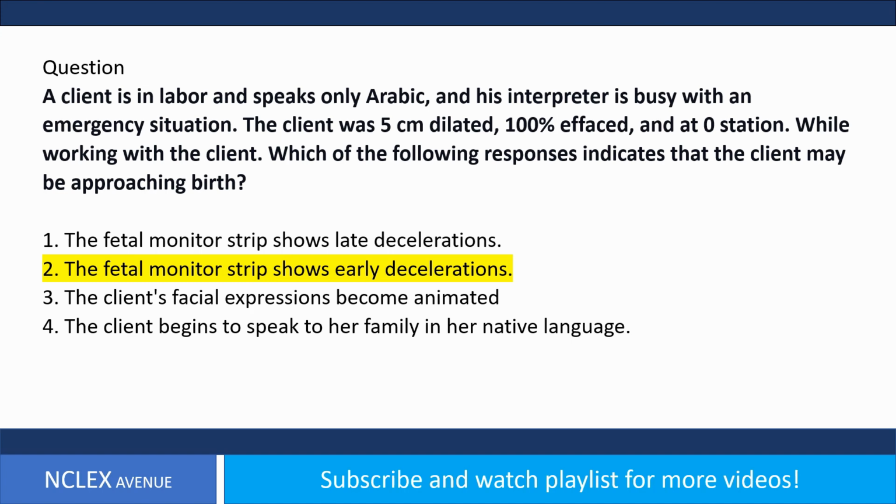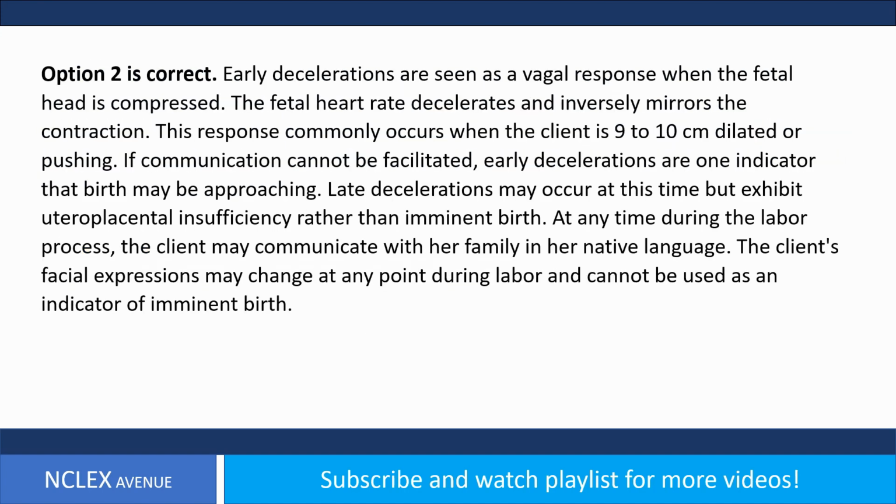Answer. Option 2 is correct. Early decelerations are seen as a vagal response when the fetal head is compressed. The fetal heart rate decelerates and inversely mirrors the contraction. This response commonly occurs when the client is 9 to 10 centimeters dilated, or pushing. If communication cannot be facilitated, early decelerations are one indicator that birth may be approaching. Late decelerations may occur at this time but exhibit uteroplacental insufficiency rather than imminent birth. At any time during the labor process, the client may communicate with her family in her native language. The client's facial expressions may change at any point during labor and cannot be used as an indicator of imminent birth.